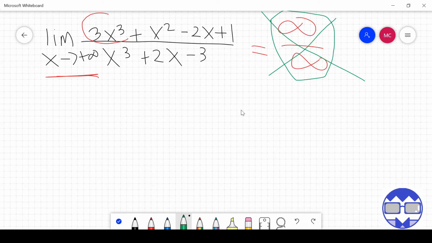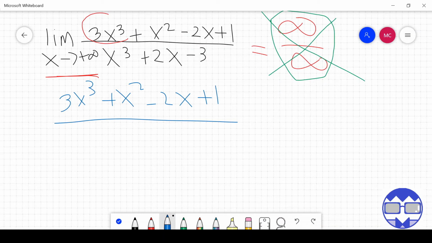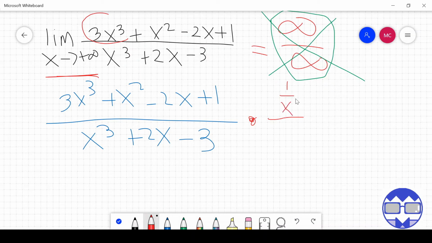Let's try to solve using our theorems. First, let's rewrite: 3x cubed plus x squared minus 2x plus 1 all over x cubed plus 2x minus 3. The genius of the theorem is that it helps us not to use factoring, but rather we can multiply by a factor which will simplify our expression. How? We simply multiply by 1 over x to the power of n.